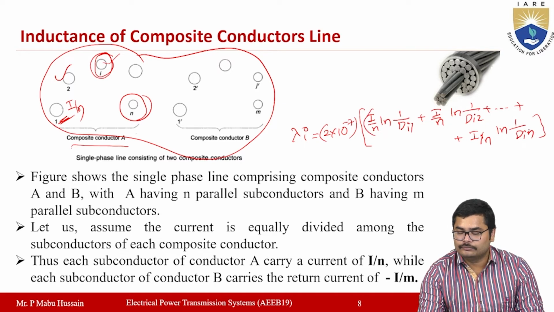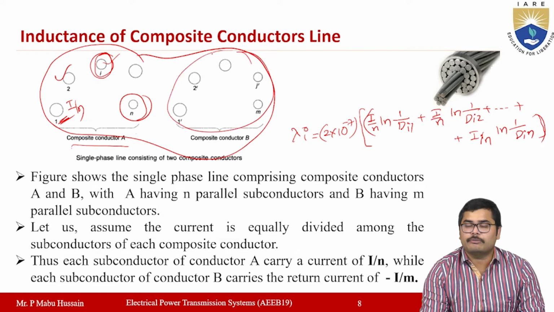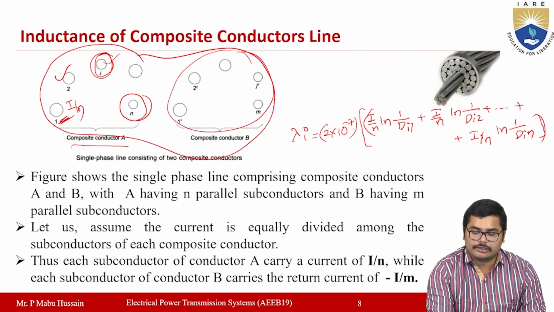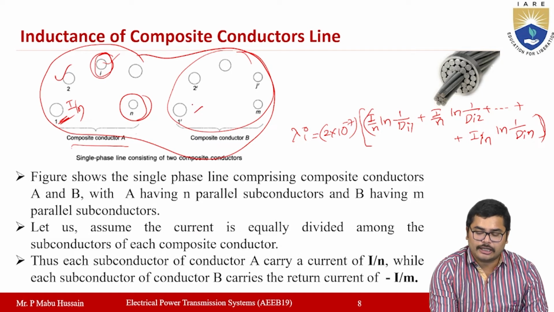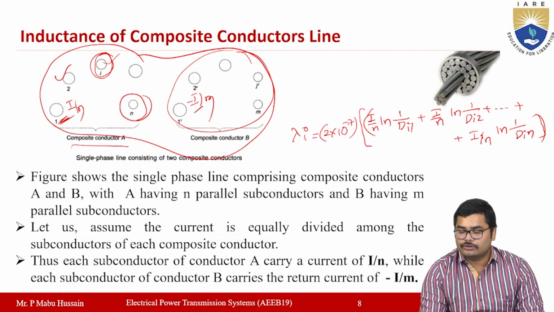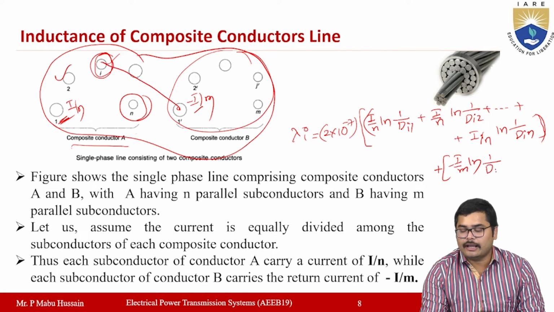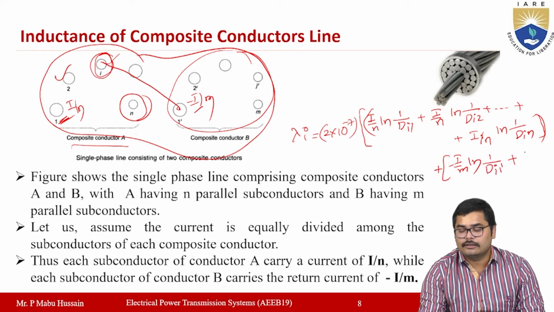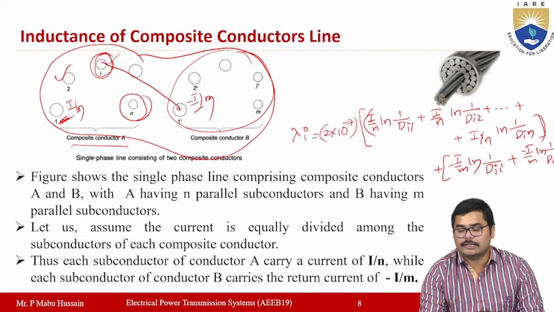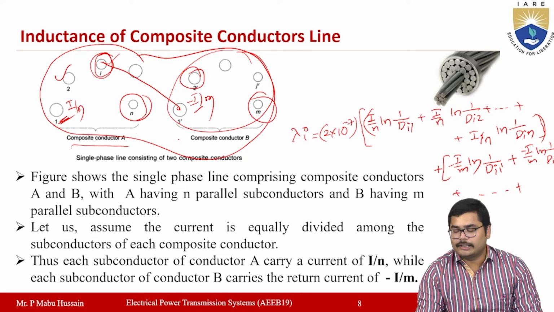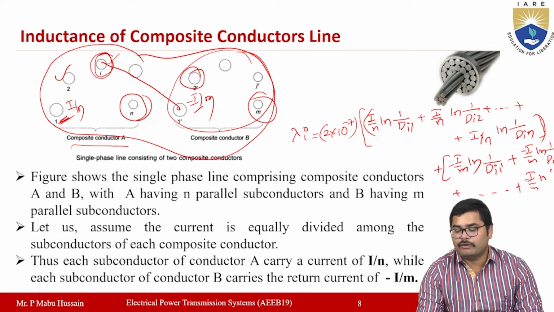At the same time, you have to consider the subconductors in conductor B also. If you consider the first subconductor 1 dash, the current flowing through this is minus I by m, so you can write it as minus I by m ln 1 by the distance from this conductor to the ith conductor, di1 dash. Plus minus I by m ln 1 by di2 dash for the second conductor. Like that you can write up to m subconductors, which is minus I by m ln 1 by dim.